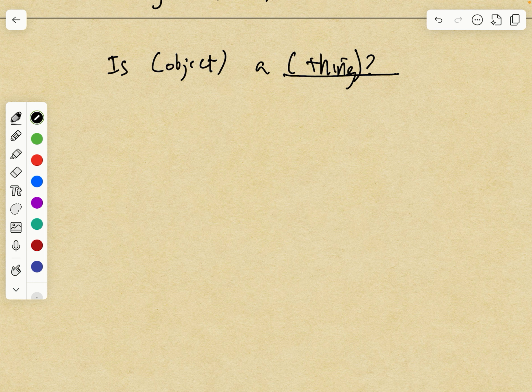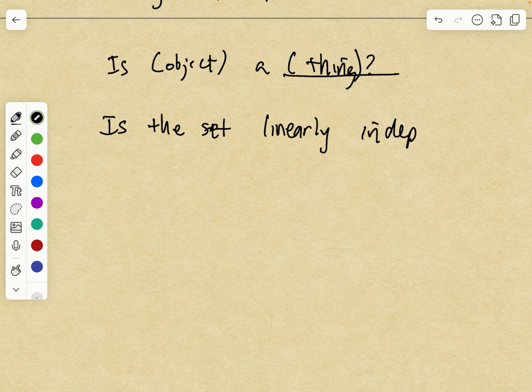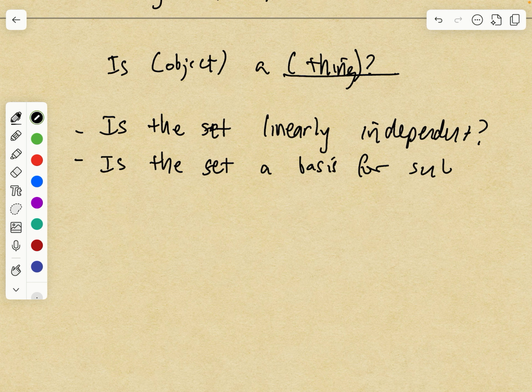So some questions that you might see in a linear algebra class is, is the set linearly independent? That's a question you might be asked. Or is the set a basis for some subspace? Right? We need to know what a linearly independent set means. We need to know what a basis means.